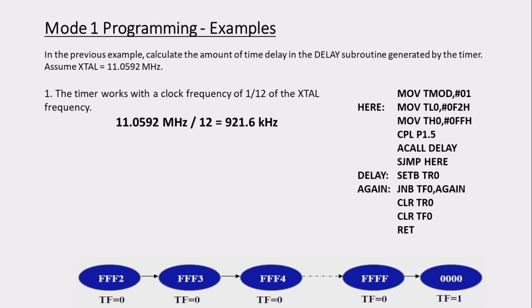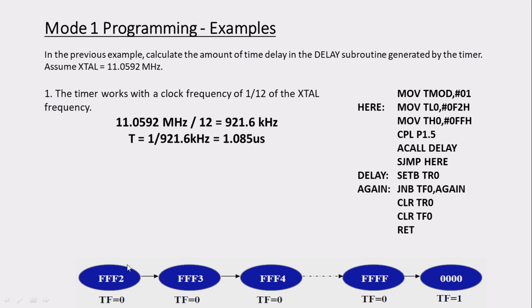So what will be the time of one clock cycle? Since T is equal to 1 by F, I'll be using T equal to 1 divided by 921.6 kilohertz. So I'll be ending up with 1.085 microseconds. So the time of one clock cycle of this particular timer is going to be 1.085 microseconds.